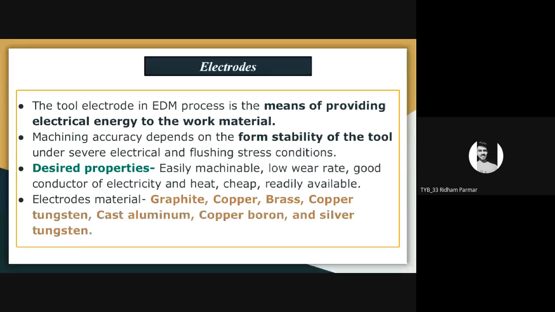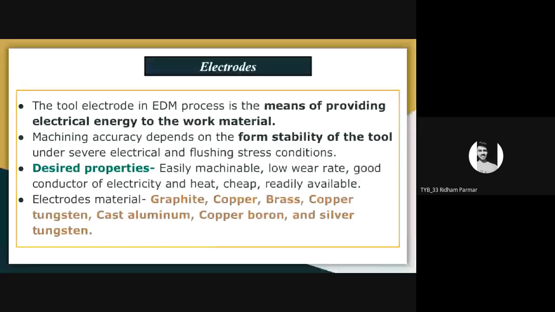So here I have given the electrode materials. You can use graphite, copper, brass, copper tungsten, cast aluminum, copper boron, and silver tungsten. So these kinds of materials you can use as the electrode material for this EDM process. And during this process, the machining accuracy depends on the form stability of your tool under the electric condition. Now we'll discuss these metals one by one.